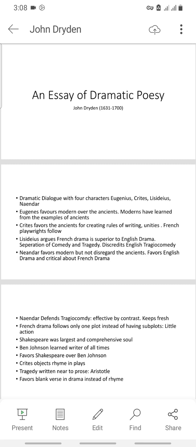But Eugenius says that the modern writers are better than the ancients. And why are they better? Because the ancients had no example set before them to follow. They created their own examples. Whatever they thought fit for literature, they wrote it. As far as the modern writers are concerned, their work is more refined compared to the ancients, because the moderns have this privilege, a plus point in their writing, that they could get some examples and ideas from the ancient writers to make their writings more refined.